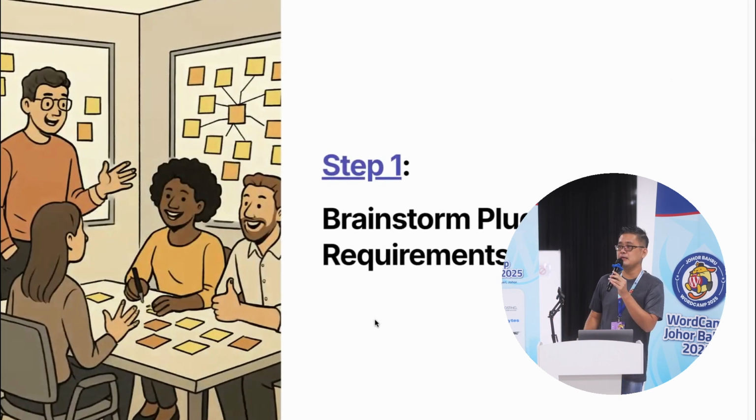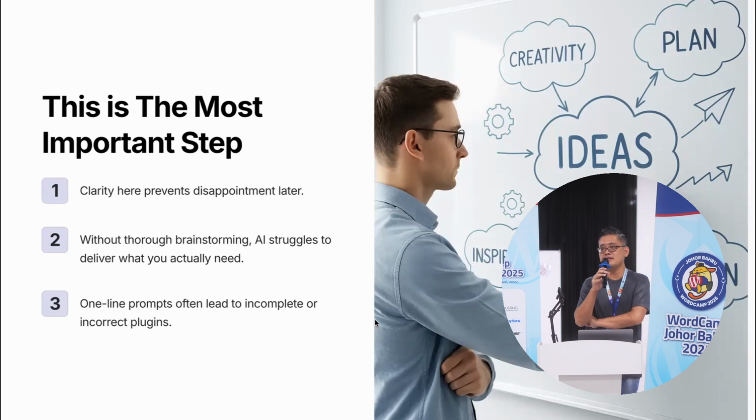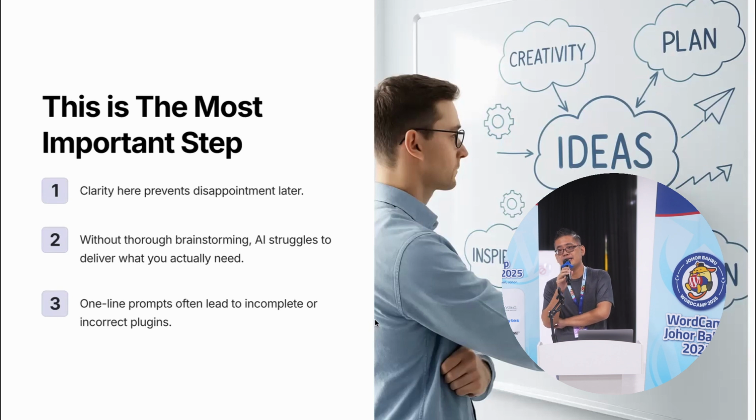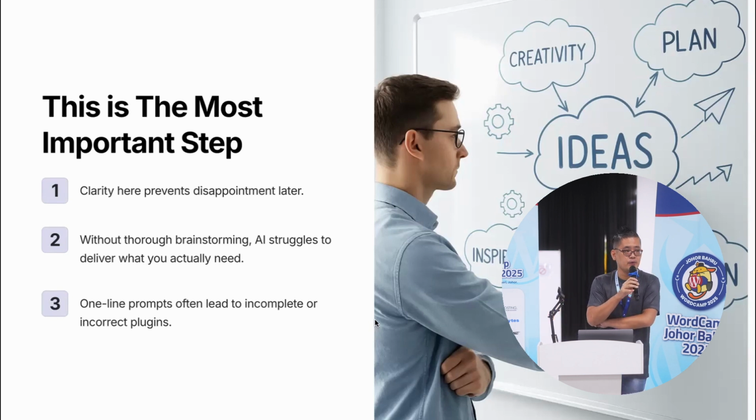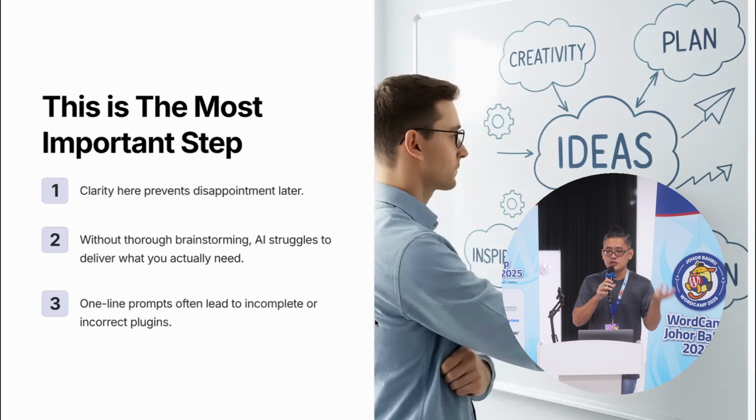Step 1 is brainstorming plugin requirements. This is the most important step, because many people have trouble building WordPress plugins with AI because they rely on AI to figure out what to include. So usually the AI gives them incomplete plugins or the wrong thing entirely. That's why when you work with AI, you need to be very, very clear on what you want. That is why we start with brainstorming, as it helps not just the AI, but us, know exactly what we want.